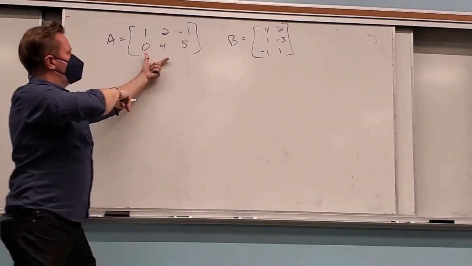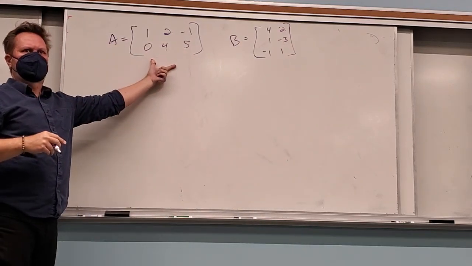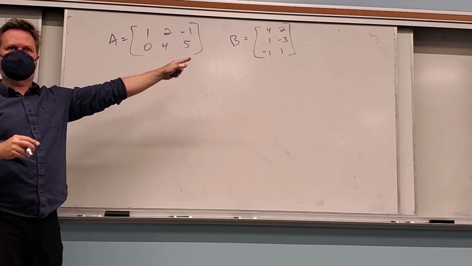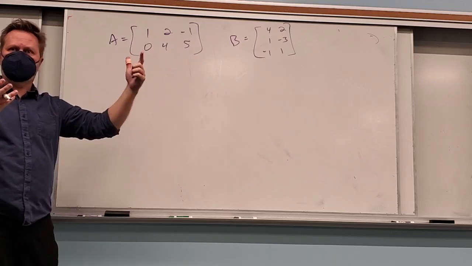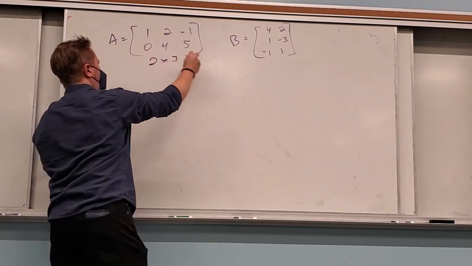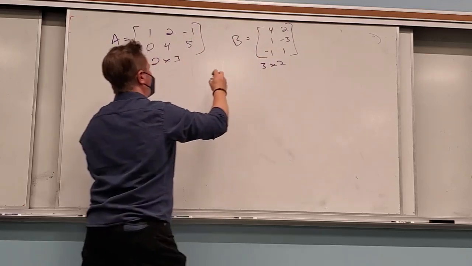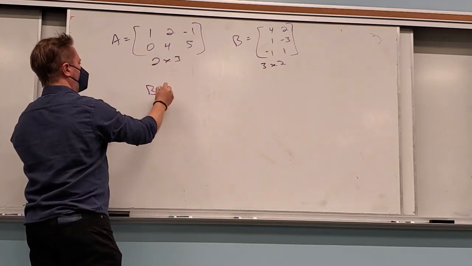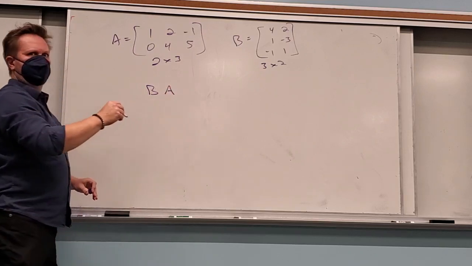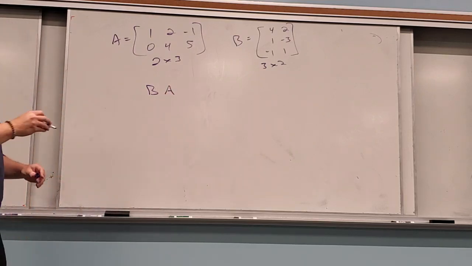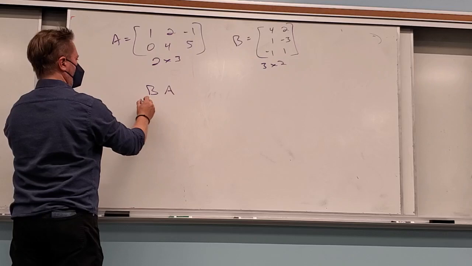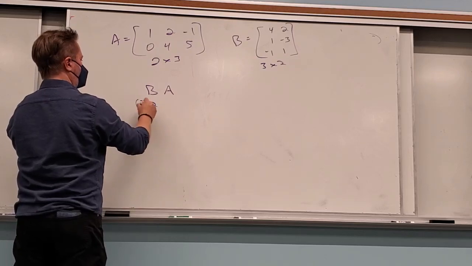Right. So what are the dimensions of this? 2 by 3. It's kind of cool, like a 2 by 4 piece of wood. So 2 by 3, and of course that would be 3 by 2. Can I do B times A? What are the dimensions of B? 3 by 2. What are the dimensions of A?